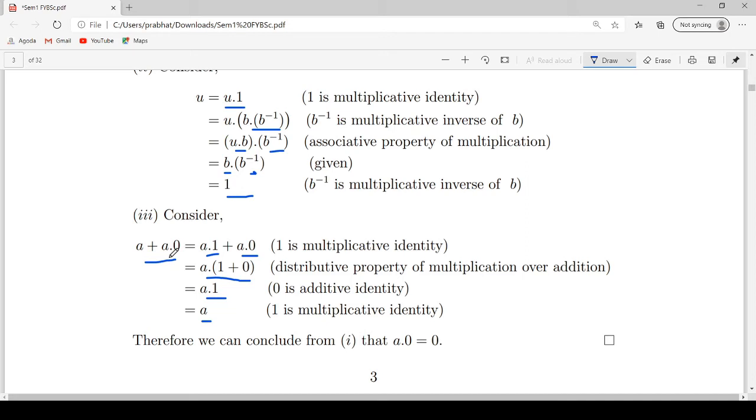That means a dot 0 is additive identity. And we have proved in the first statement that additive identity is unique. Therefore, from your first statement, you can conclude that a dot 0 is equal to 0. So in that way, we have proved all the three statements stated in our theorem.